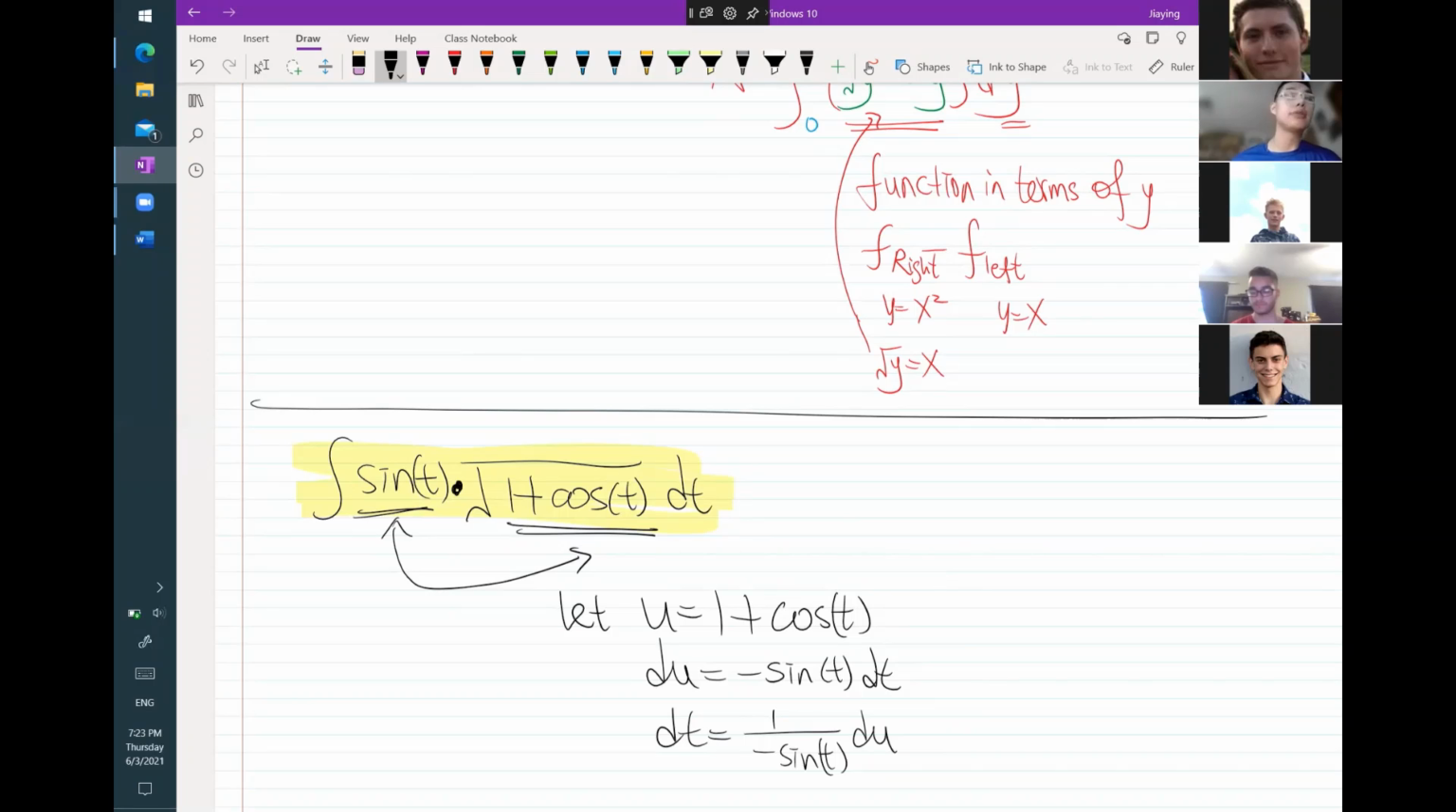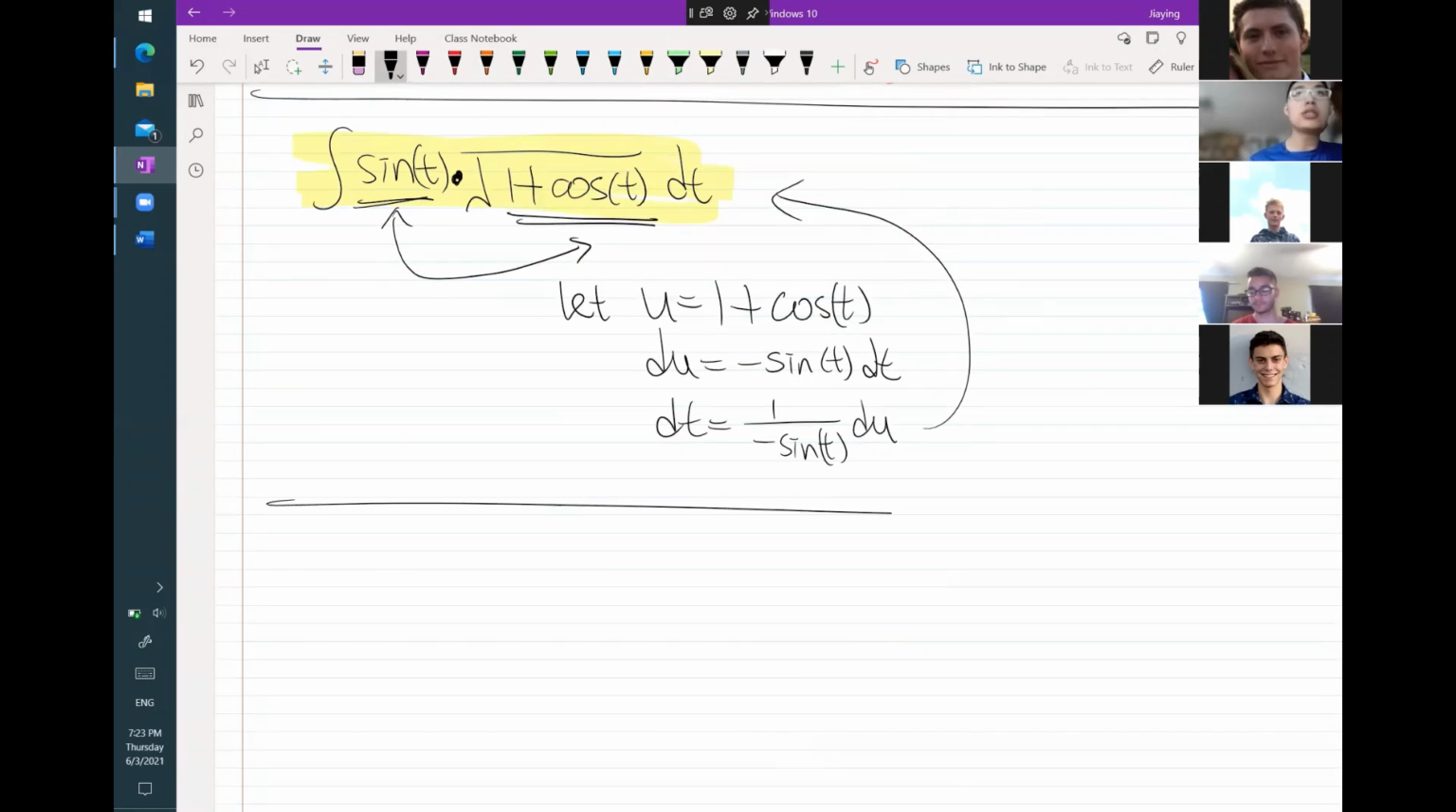At least try that. Anyway, so this part I'm not going to finish. So if you put that in there, you should be able to simplify quite a bit and then integrate.